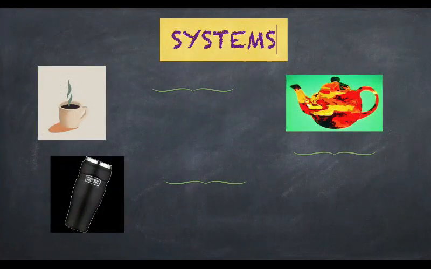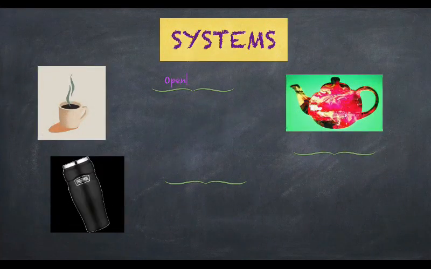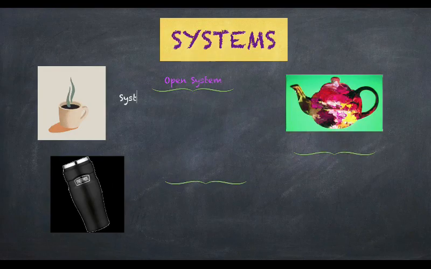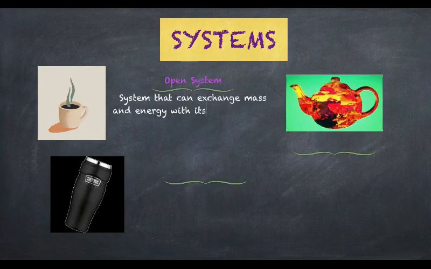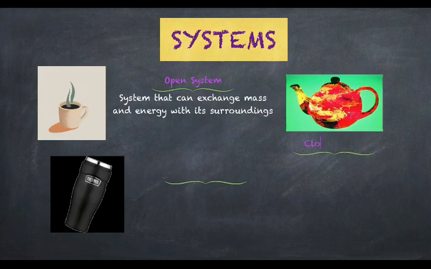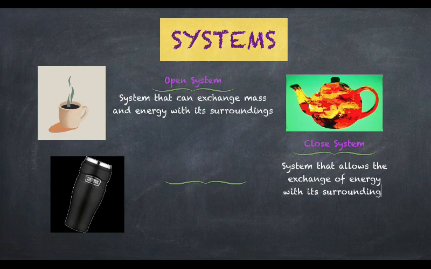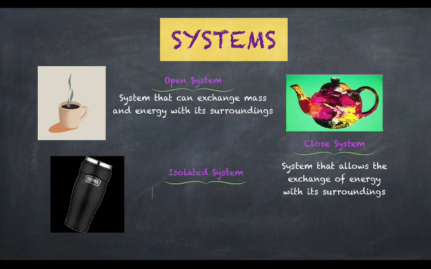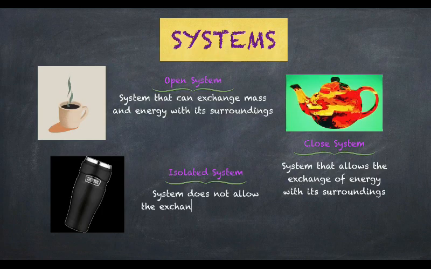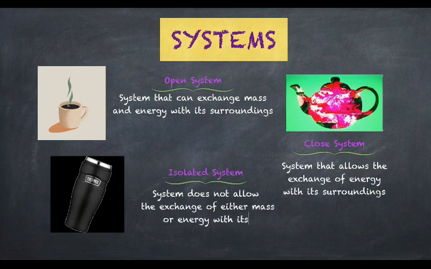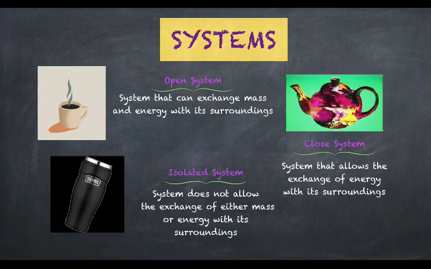There are 3 types of systems. First, open system. Open system is a system that can exchange mass and energy with its surroundings. Second, closed system. Closed system is a system that allows the exchange of energy with its surroundings. Third, isolated system. Isolated system is a system which does not allow the exchange of either mass or energy with its surroundings.